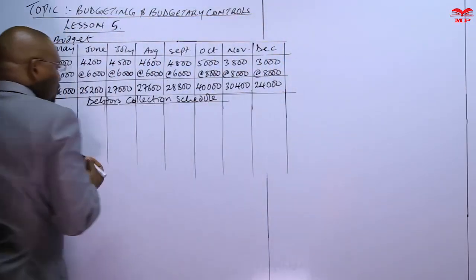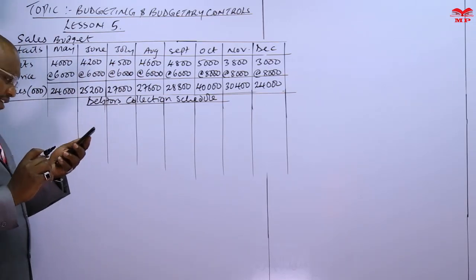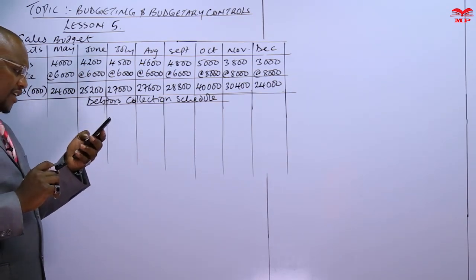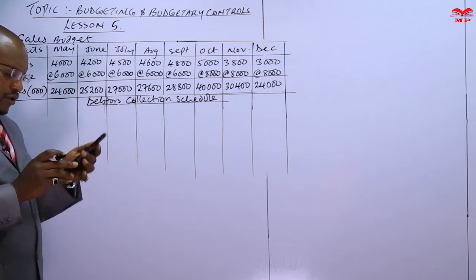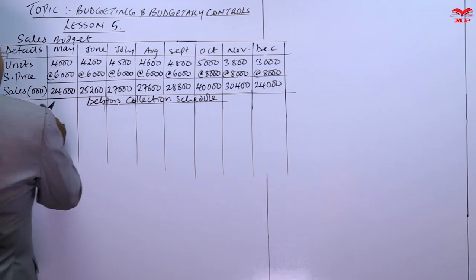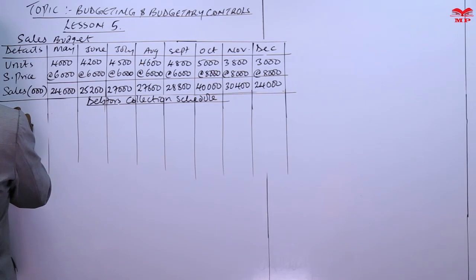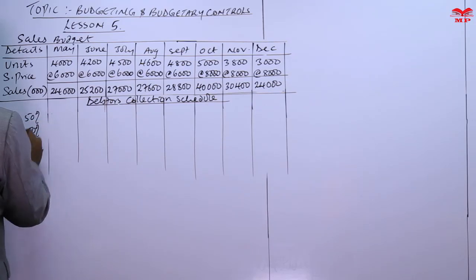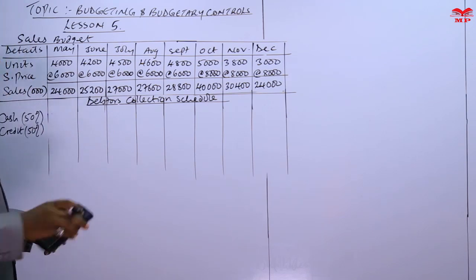Now, the debtors collection schedule, you are told that 50% is to be paid the same month. In note number 2, 50% of sales are paid in cash and 50% is on credit. And number 3, credit sales are paid 2 months after sale. So we are going to have, let me call it cash. This cash is 50%, then credit 50%. So this means half to be paid the same month.